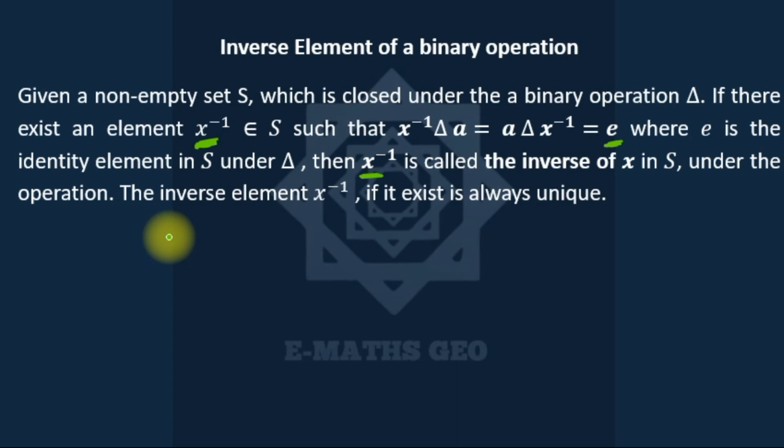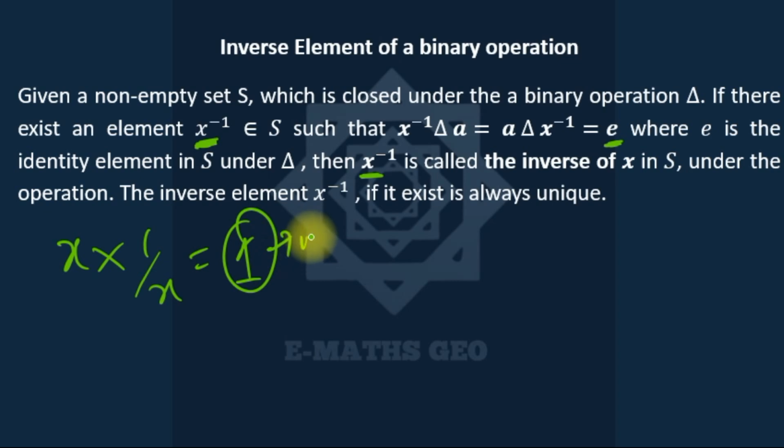So any element that, when it operates with another element, gives you the identity element, know that that element is the inverse. For example, x times 1 over x is what? 1. You know 1 is the identity element of multiplication. So 1 over x is the inverse of x. So that's it. Let's look at the question.